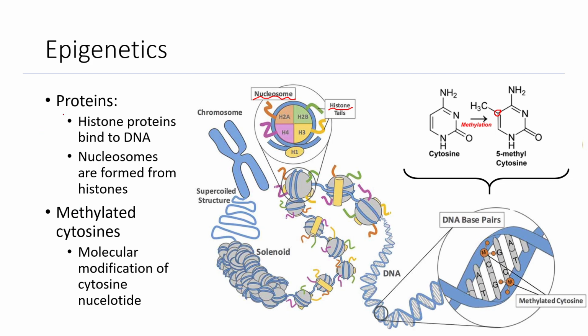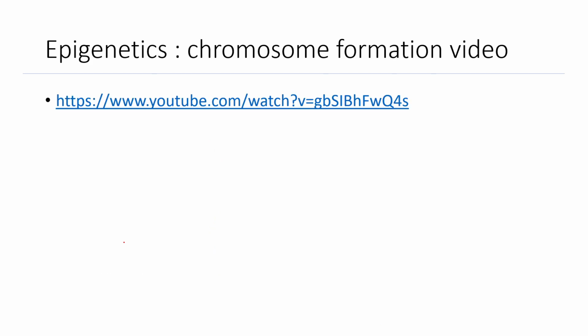But in summary, histones and nucleosomes are the proteins, the major players in epigenetics, and the molecular marks are these methylated cytosines. To have a look at what I just showed you with chromosome folding, let's see about how these proteins bind to DNA in real time. There's a really good video that showcases this. You can click on this link or just watch the next video in the playlist.